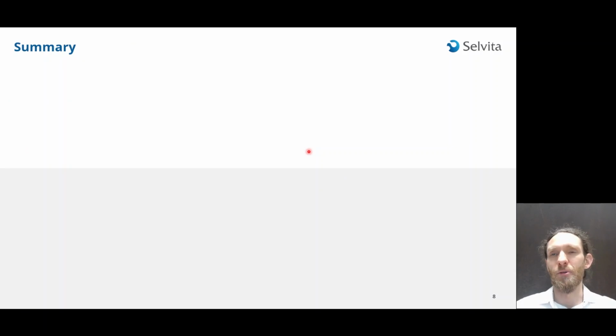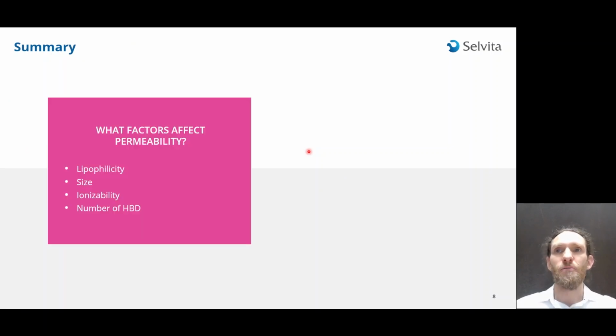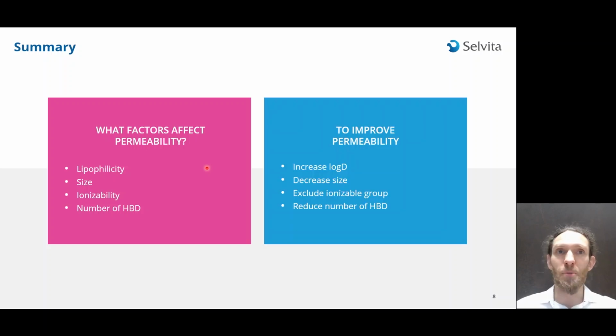So let's summarize our insights from this presentation. The factors that affect permeability are lipophilicity, size, ionizability, and number of hydrogen bond donors. So to improve permeability, likely we need to increase log D, decrease size, exclude any ionizable group, and reduce the number of hydrogen bond donors.